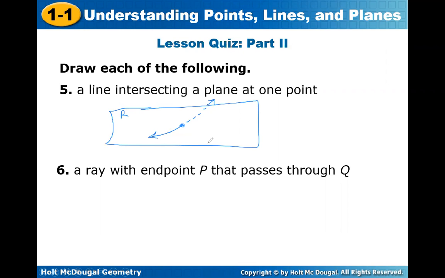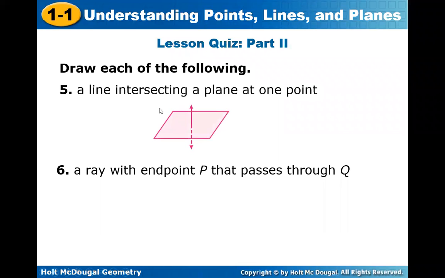It is simply a line jutting through. A ray with endpoint P that passes through Q. So a ray with endpoint P. So I automatically know this is a ray with endpoint P that passes through Q, which means Q has to be somewhere on here. There we go. Ray with endpoint P passes through Q. All right. We're almost done. In case you wanted to get a better idea, those are basically the same thing I just drew up.